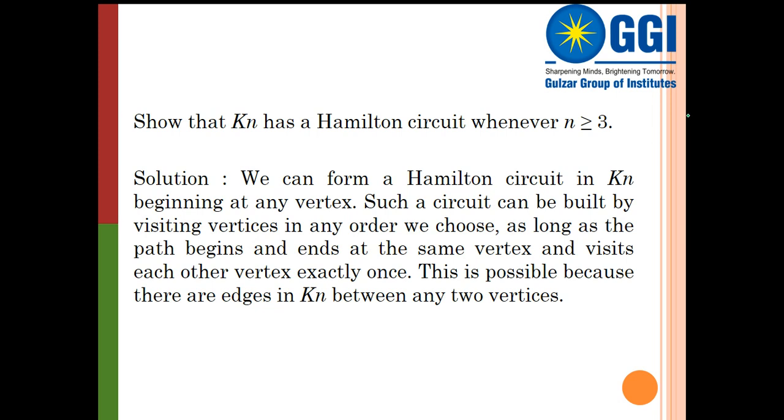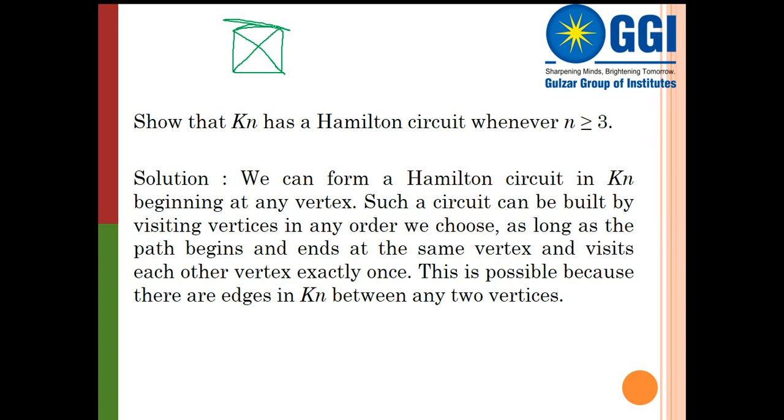So the next is that the complete graph Kn has a Hamilton circuit for n greater than or equal to 3. Now let us take a complete graph with 4 vertices. That complete graph will be like this. The graph is complete, in which there is an edge between every 2 vertices. Now we have to prove that in Kn for n greater than or equal to 3, there is always a Hamilton circuit. For this particular problem, it is very easy.